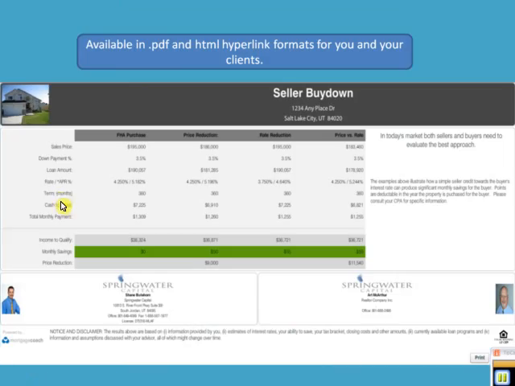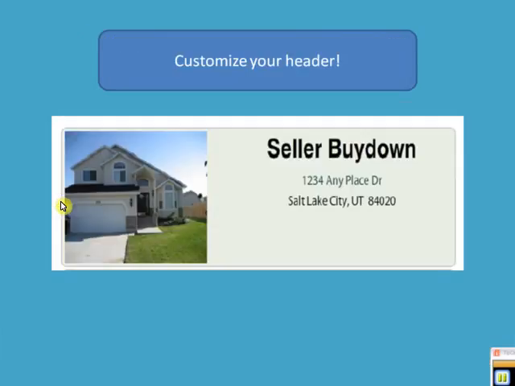Now this is also available. I've got this software put together so the seller buy down strategy is available in both PDF and HTML, which means that you can send it, you can forward it on to your clients so that they can see it and hopefully it makes sense to them. And also they can contact us on anything that we send to you and we'll be able to make it make sense as well.